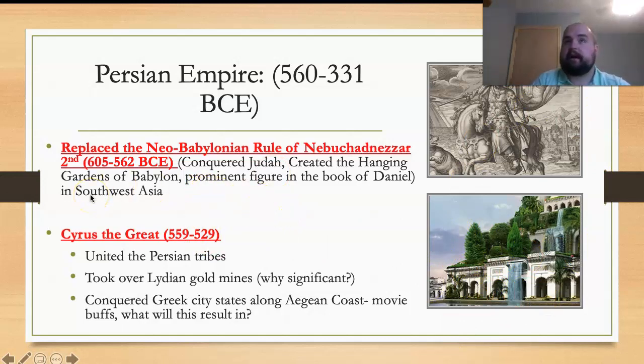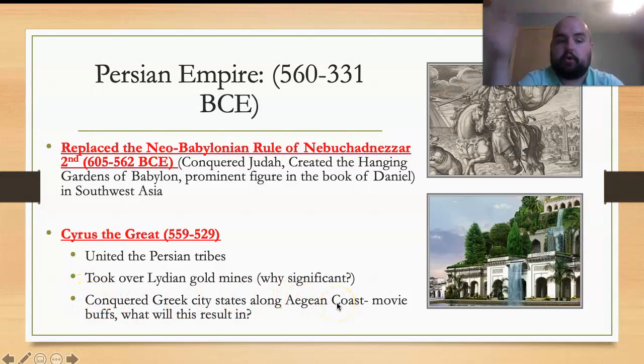The Persian Empire was very dominant throughout Southwest Asia, largely due to Cyrus the Great. He is credited as being the one who unified the Persian tribes, took over many gold mines to advance the wealth of the kingdom, and also conquered Greek city-states along the Aegean coast.